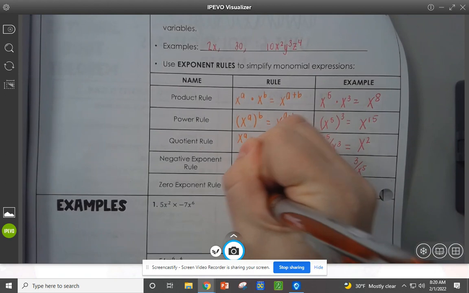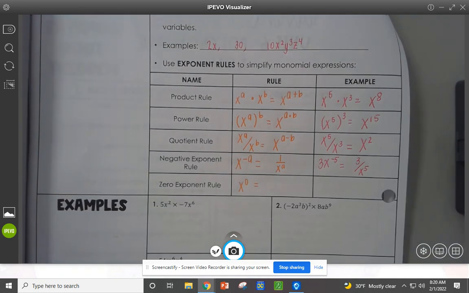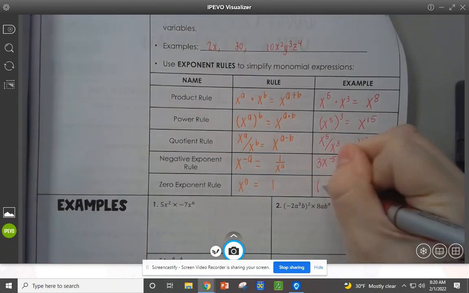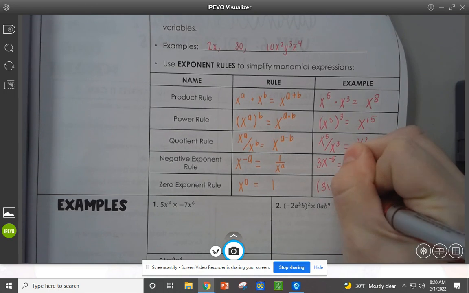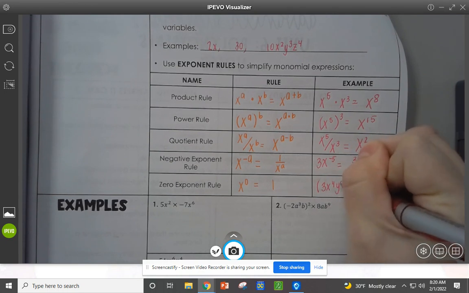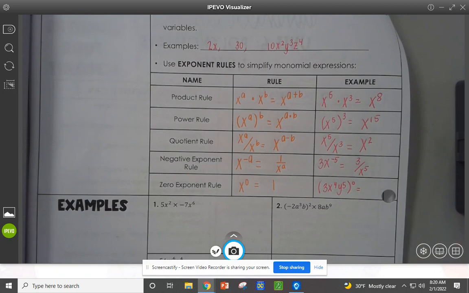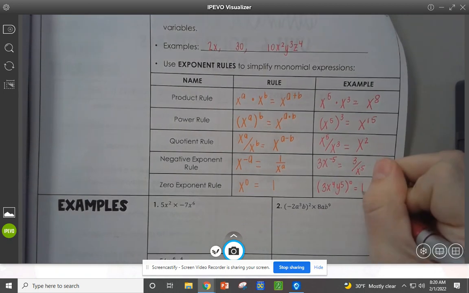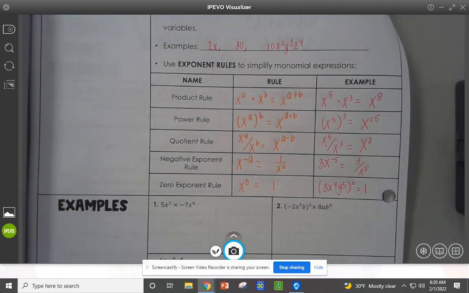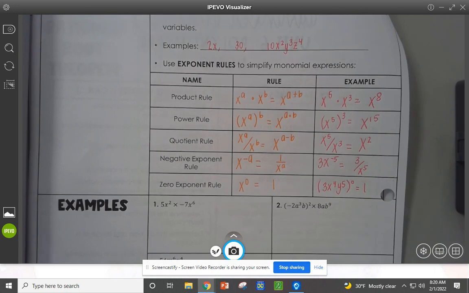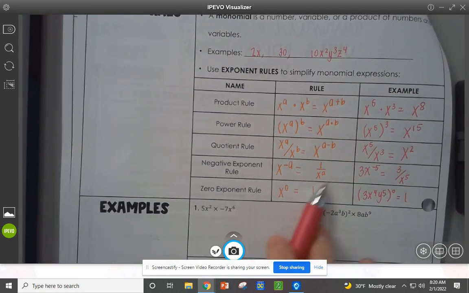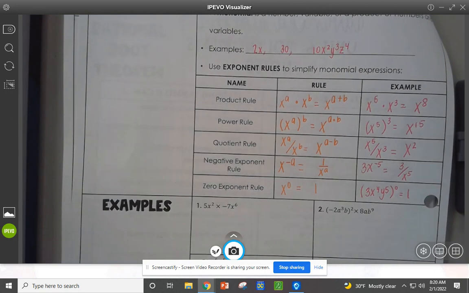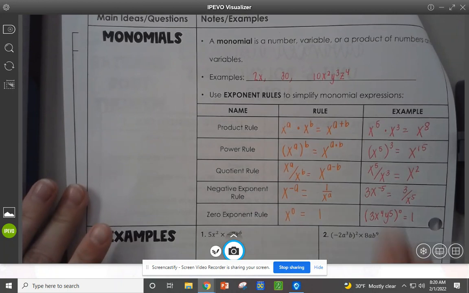And then x to the 0 power. Does anybody know what that would be? It is 1. Anything to the 0 power. If I have 3x to the 4th, y to the 5th, to the 0 power, that's 1. I'm going to show you why that is and why those two rules are. So let's just go over here and do an example.